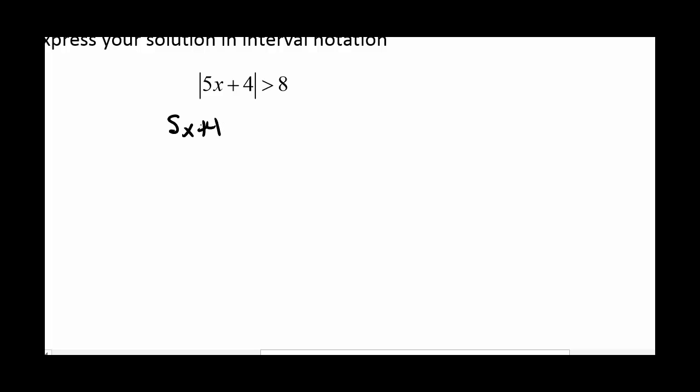OR statement, so 5x plus 4 is less than negative 8, so it's like I multiplied by negative 1 on one side, but the absolute value goes away. And 5x plus 4 is, I'm sorry, I didn't switch the inequality there. It's greater than or equal to negative 8. And then 5x plus 4 is less than 8. And then I want to go ahead and solve the 2 equations independent of each other.